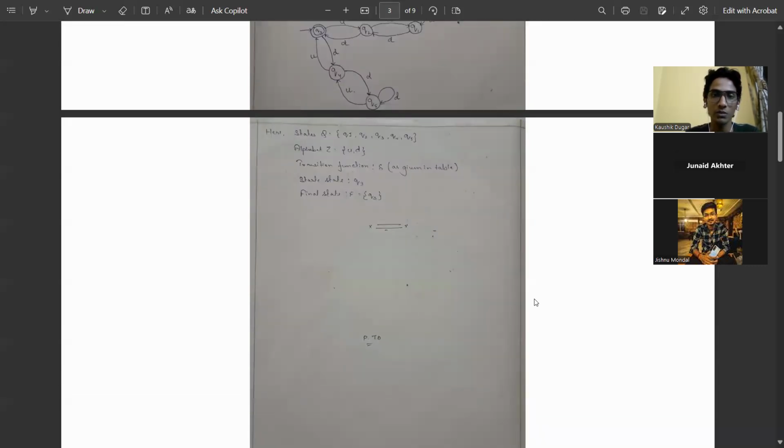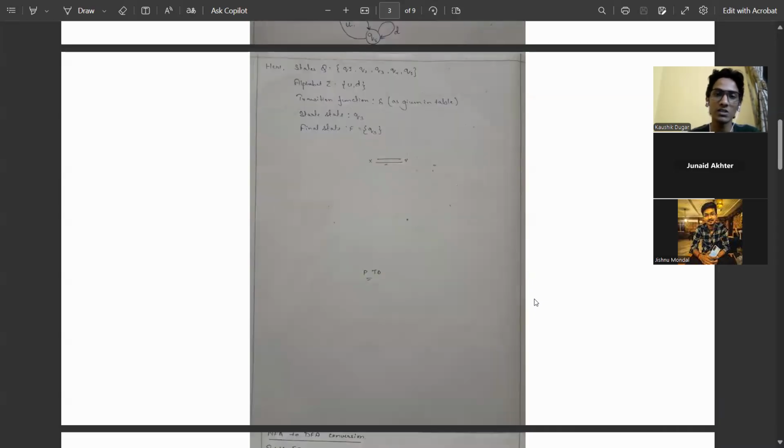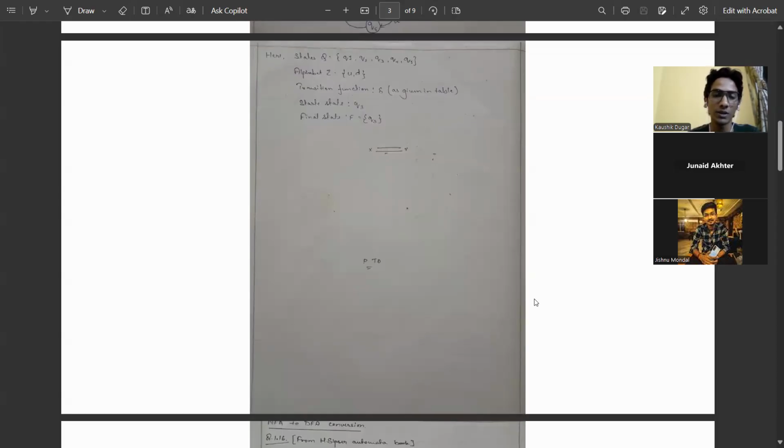Here we have the summary of this deterministic finite automata for the given states, the alphabet which is U and D, the transition function delta which is given in the table, the start state Q3, and similarly the final state is also the same Q3.